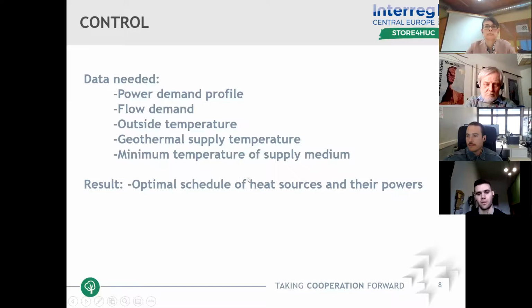of day to turn a boiler on or off, and when to switch a valve open and when to switch it closed, and also what powers of geothermal site and what power from oil boiler is needed. So that's the model, and now if you have some questions.